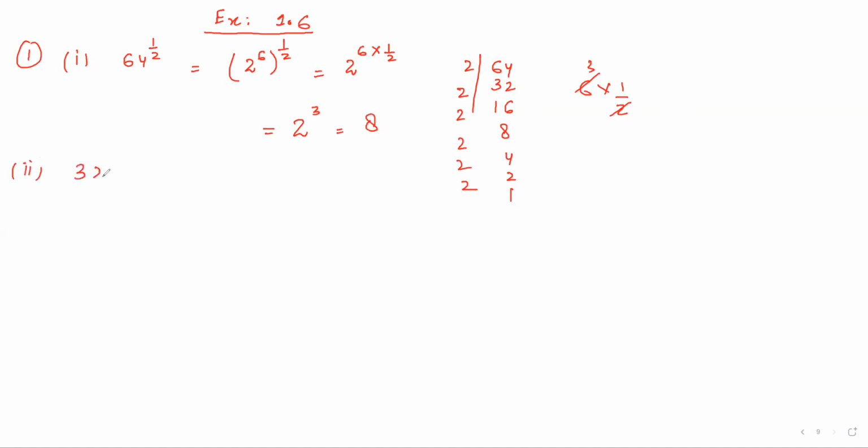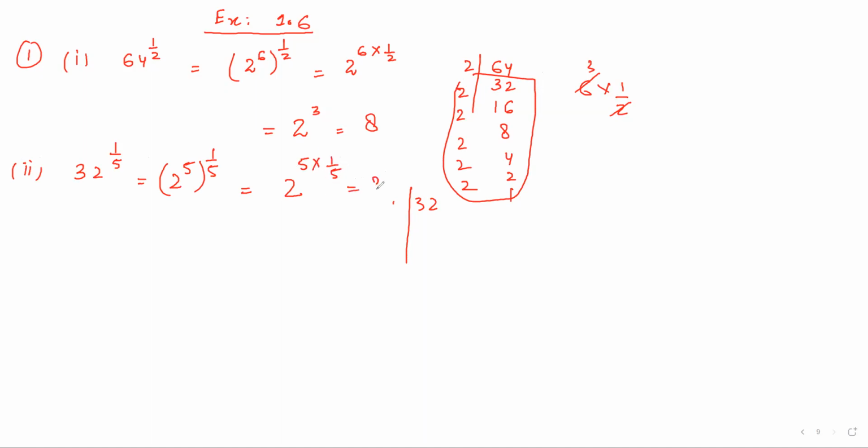Second part, now 32 to the power 1 by 5. Again, you can see 32 is actually 2 to the power 5, and then you have 1 by 5. So powers will get multiplied, 5 into 1 by 5. 5 and 5 get cancelled out, so 2 to the power 1 only. That means 2. Is this clear? Any problem?